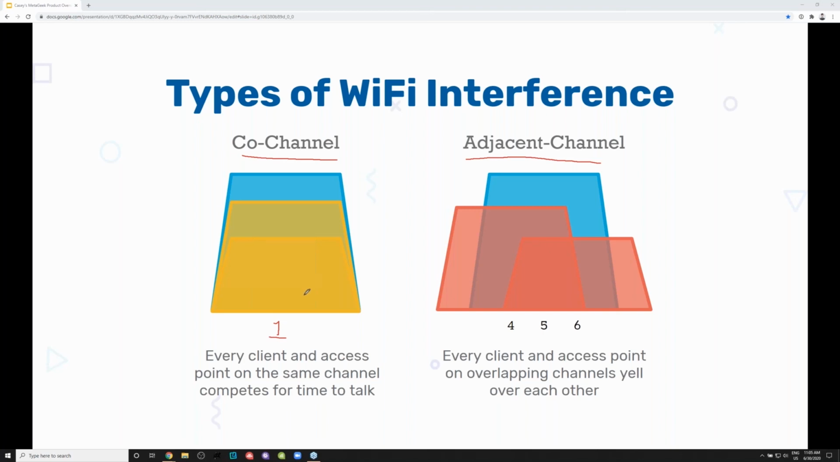Well, this is actually preferable to adjacent channel, whereas maybe I'm on channel 6 and my neighbor is on channel 5, for instance. If you share the same channel as your neighbor, then your Wi-Fi devices are much more polite with each other. Basically, they'll hear each other on the channel and they'll wait their turn to talk. Whereas if you have Wi-Fi devices on adjacent channels, they no longer have that protocol of politeness, and they'll start to kind of yell over each other.